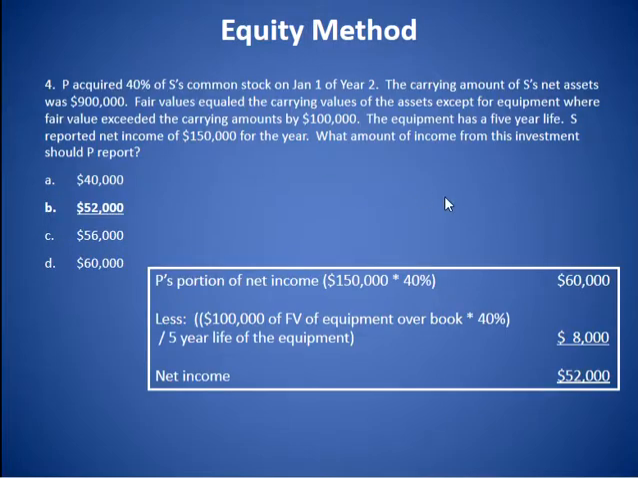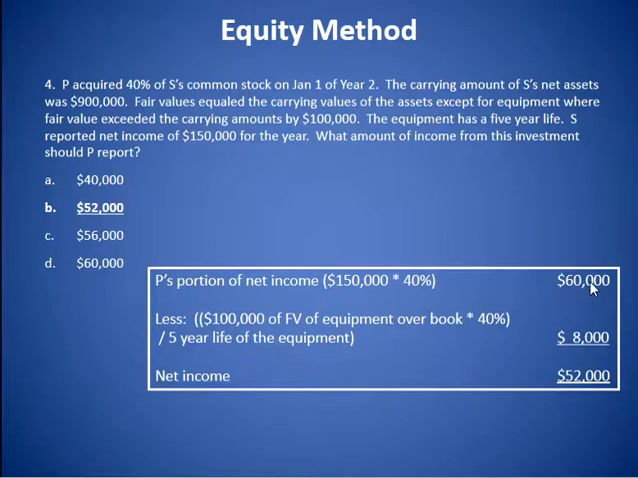So in the case of number 4, the question is, what amount of income from this investment should P report? And the answer is B, $52,000. So let's go back and take a look at the computation. P's portion of the net income from S would be the $150,000 times 40%, the equity that P owns, so that would be $60,000.